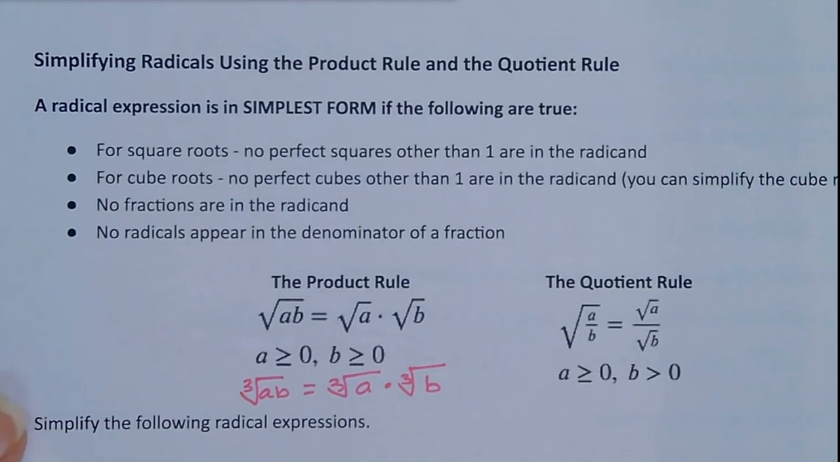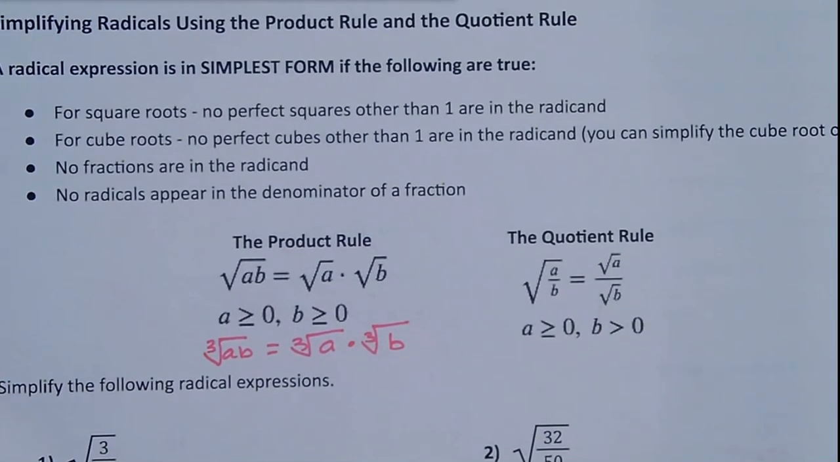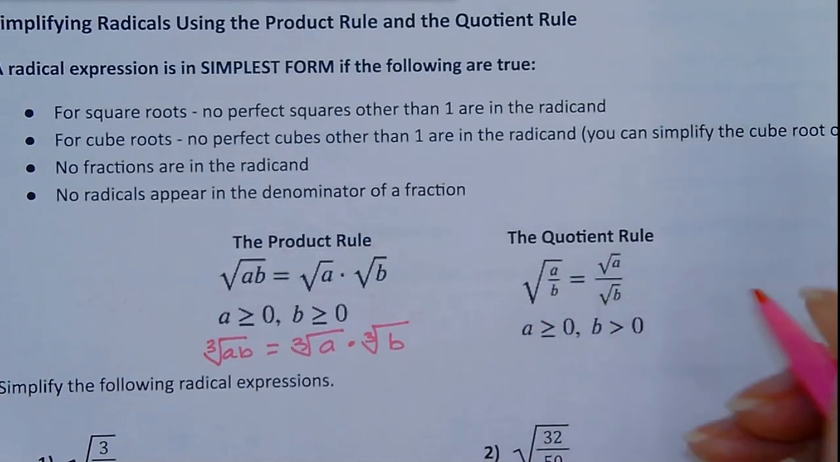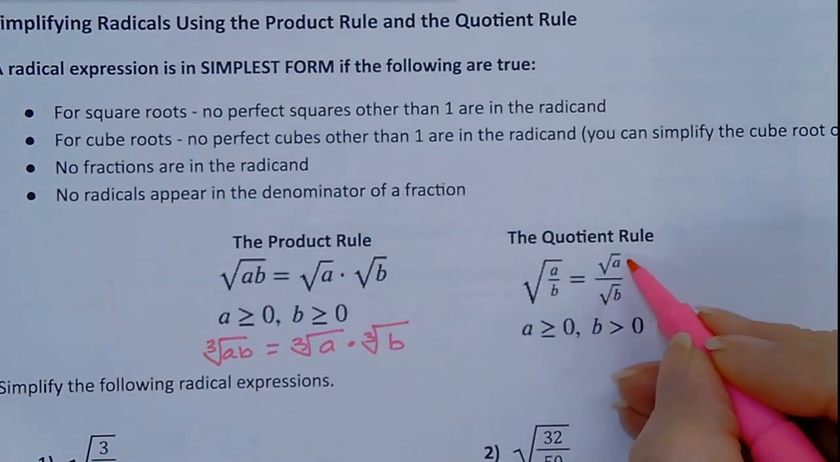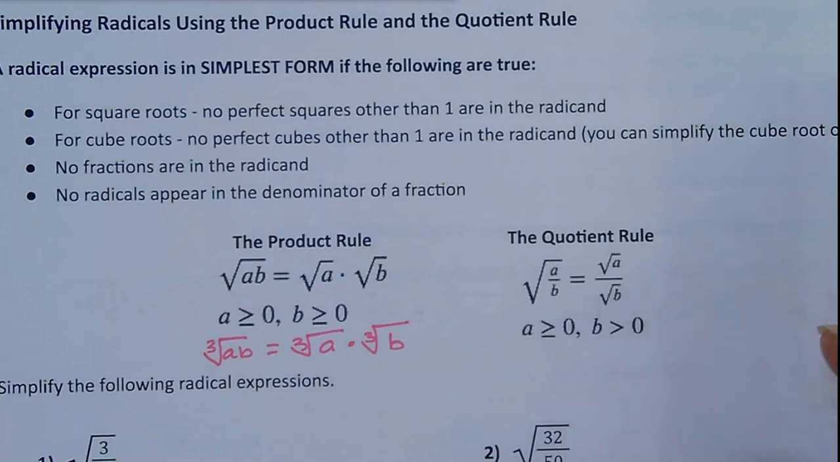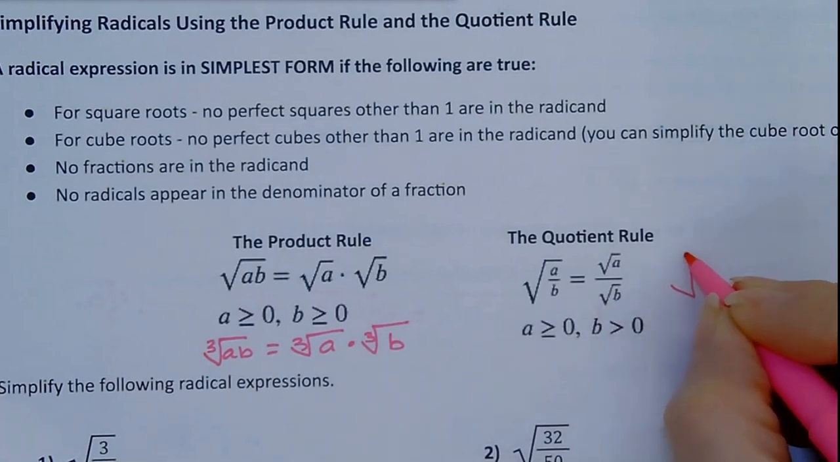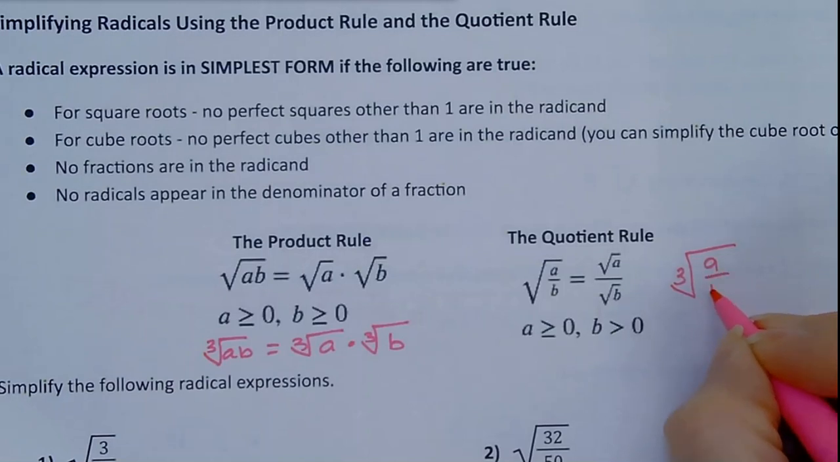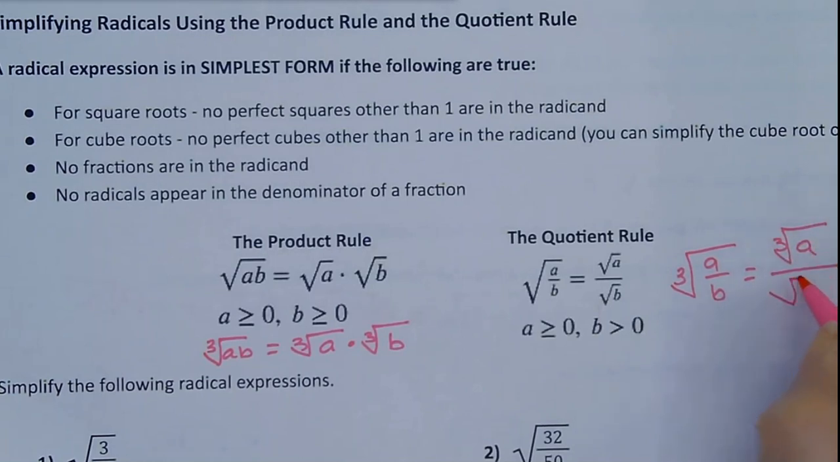The quotient rule is the same idea. If I have the square root of a fraction, I can break it up so that I have the square root of the numerator over the square root of the denominator. And that is also true of cube roots. So if I have the cube root of a over b, I can break that up so that it is the cube root of a over the cube root of b.